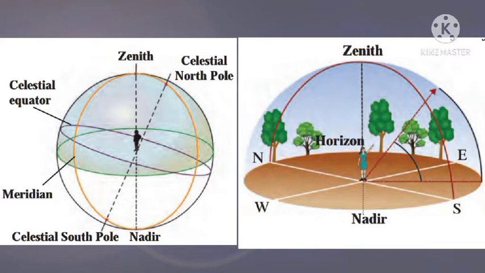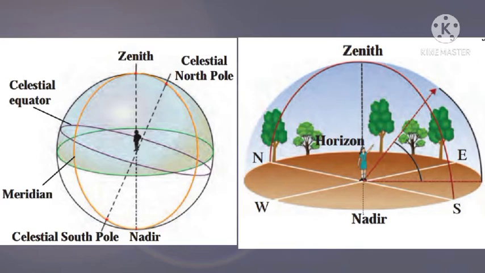In the same way, the celestial equator, celestial north pole, celestial south pole, and the meridian can also be found in the celestial sphere. With the help of this we can observe the sky and the other stars and planets from our position.